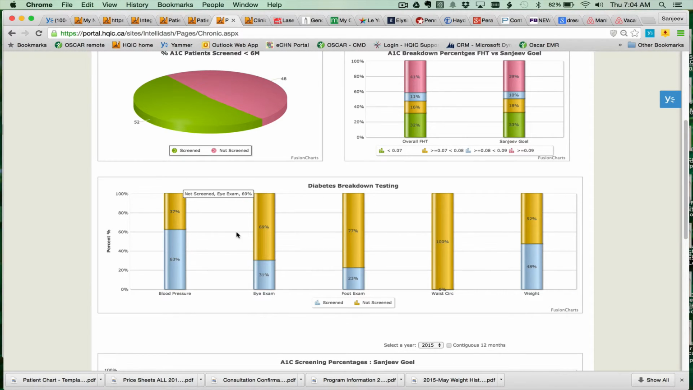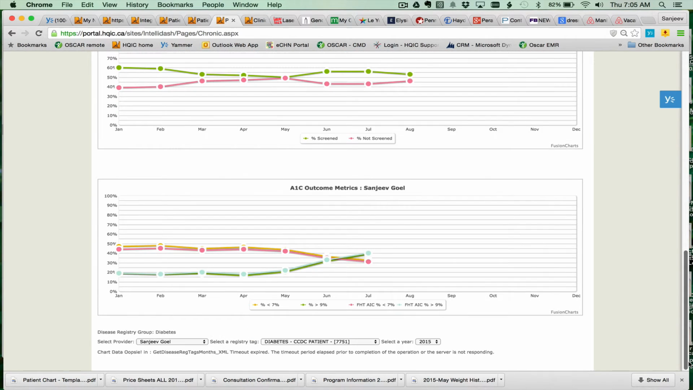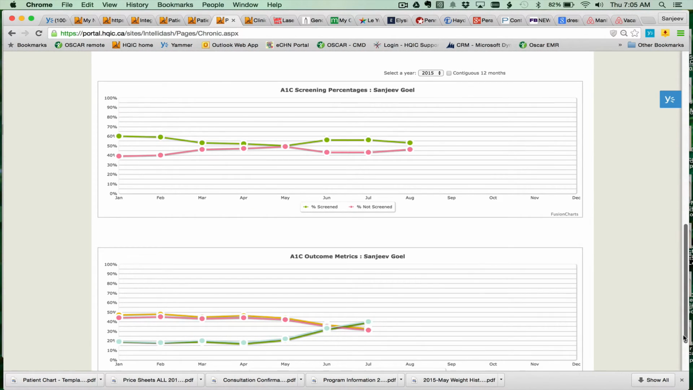Over here, this data is pulled directly from Oscar, telling you what proportion of your patients have had a blood pressure, eye exam, foot exam, waist circumference recorded, and a weight. And this tells you over time how you've been doing.